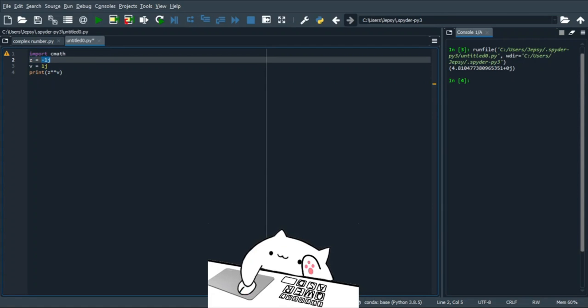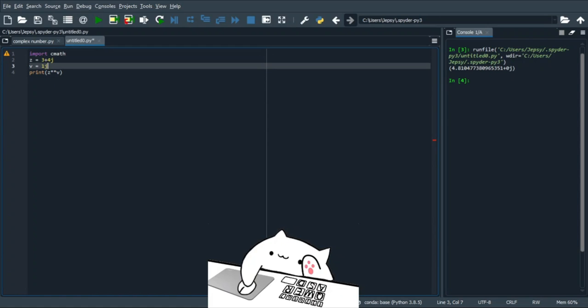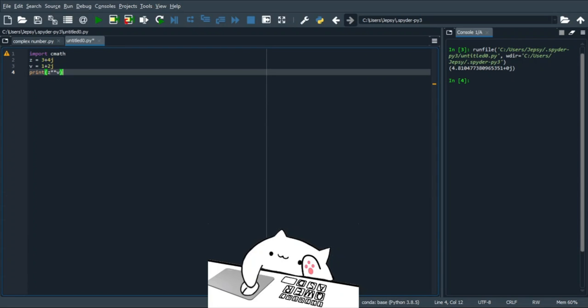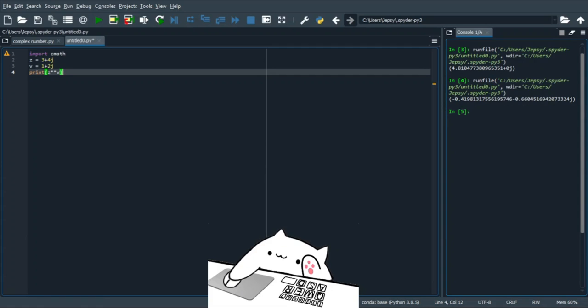Determine the principal value for 3 plus j4 raised to 1 plus j2. So I'll just change this. Your z will be 3 plus 4j, and my v will be 1 plus j2 or 2j. And my print is the same because it's still raised to a complex number. So F5, and the answer here is negative 0.42 minus 0.66j.